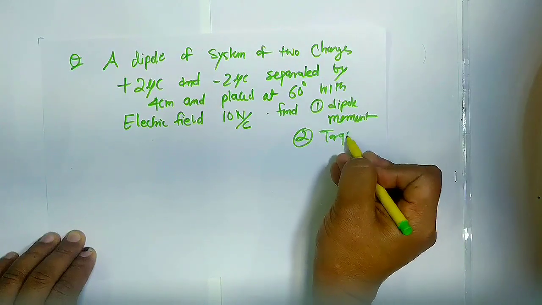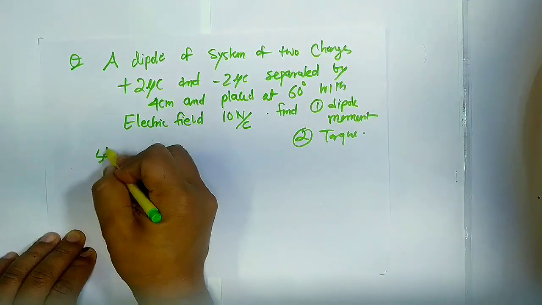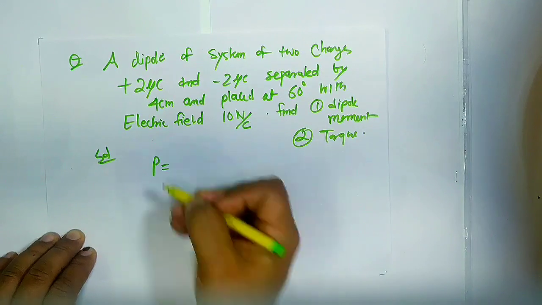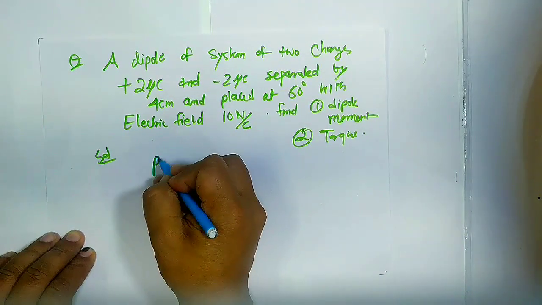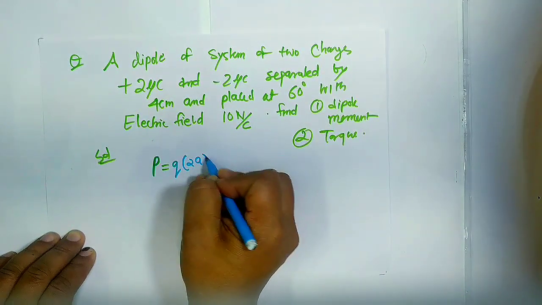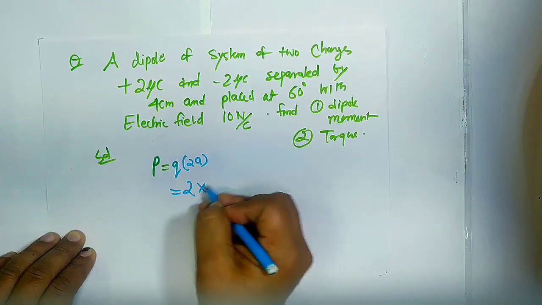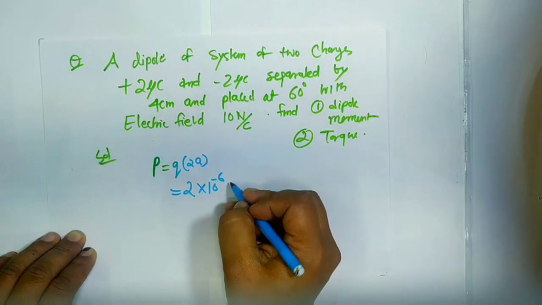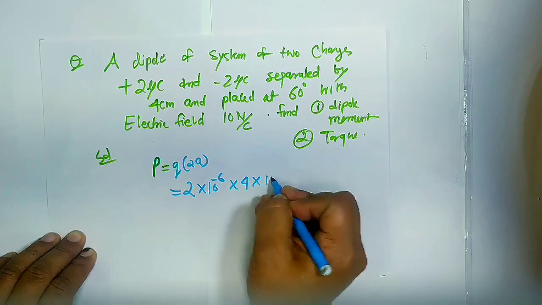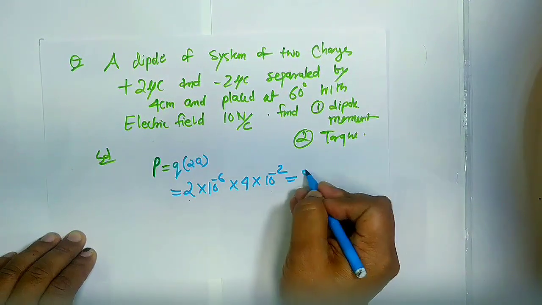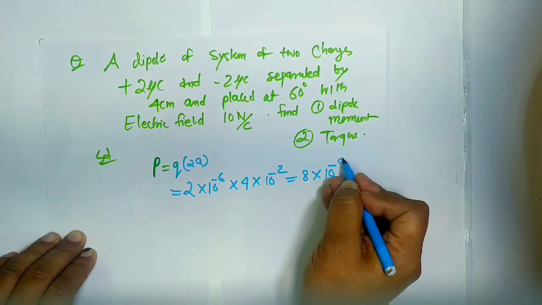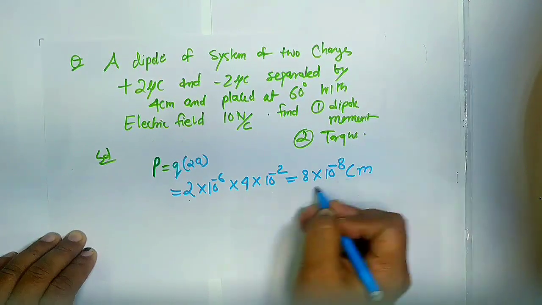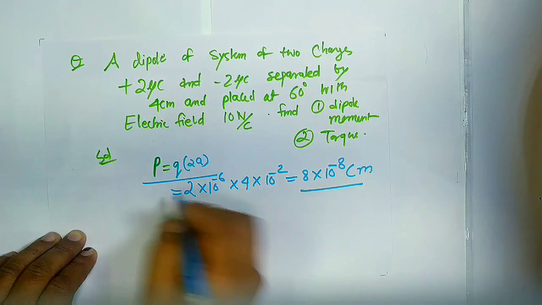So how are we going to find it? Dipole moment is P, Q into 2A. You will find P as Q into 2A. So what is Q? 2 microcoulomb, and the length is 4 centimeter. So into 4 centimeter. So it makes it 8 into 10 to the power minus 8 coulomb meter. This is the dipole moment. I think you got it. Earlier we have done it.